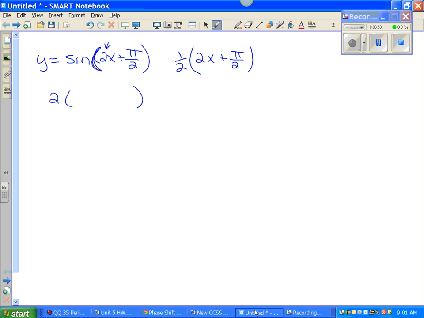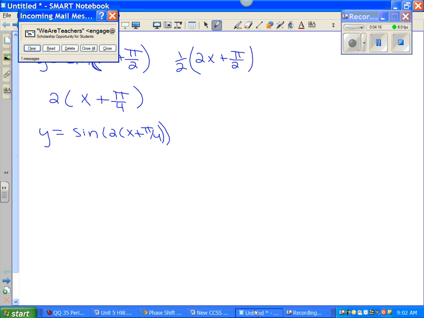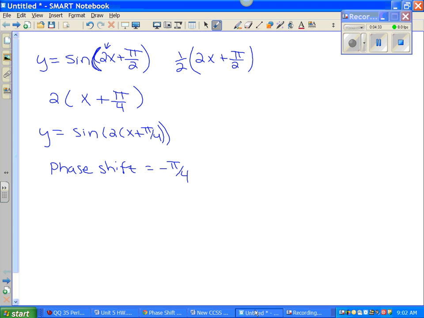Okay? 2x times 1/2 is 1x. Okay? Pi over 2 times 1/2 is pi over 4. Great. So now my trig function is written like this. Is it the same thing? Yeah, just looks different. Okay? So now my phase shift is negative pi over 4. Okay, it's always that opposite sign.